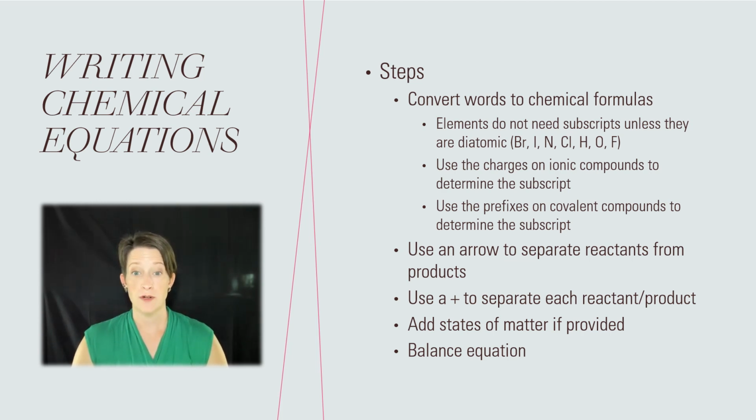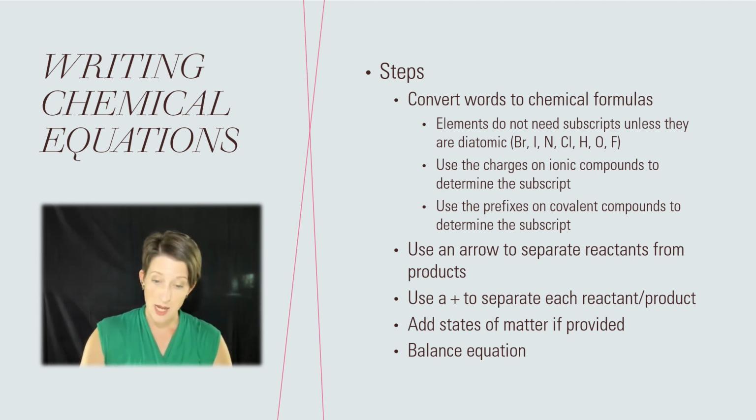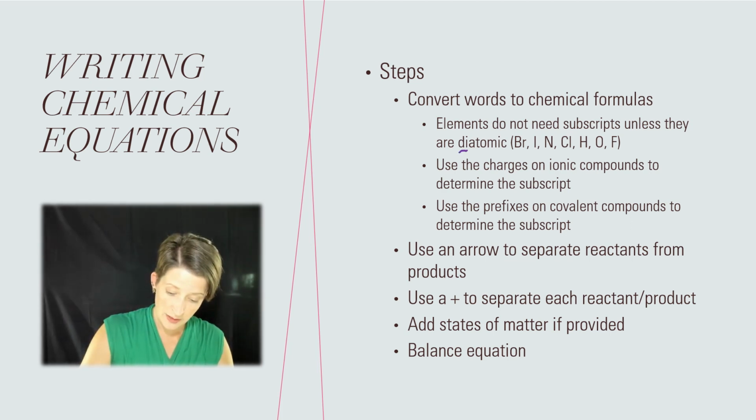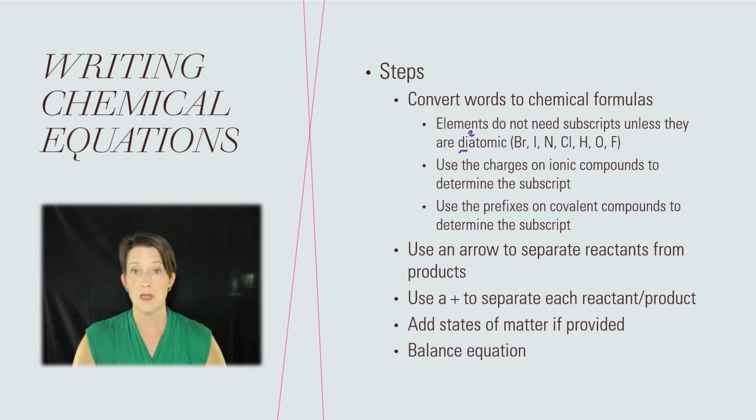First, you want to convert any of the names into the chemical formulas. Be sure that you write the correct formula. Elements from the periodic table do not need subscripts unless they are a diatomic element. Diatomic means di is 2 atoms. They require 2 atoms to be stable in their pure elemental form. These are bromine, iodine, nitrogen, chlorine, hydrogen, oxygen, and fluorine.